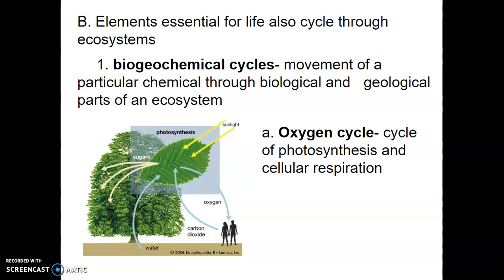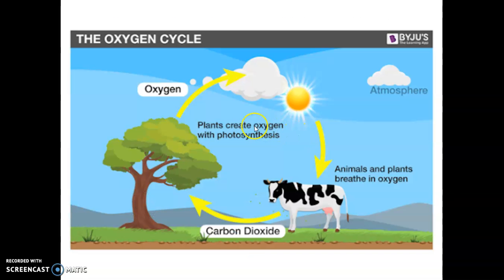One is the oxygen cycle. And we've already learned a little bit about the oxygen cycle earlier this year with things like photosynthesis and cellular respiration. This is the cycle of those two events. So look at this cow. Moo. Trees or plants, they create oxygen. It is a waste product of photosynthesis. You might remember that. So oxygen enters into the atmosphere, it's just hanging out.